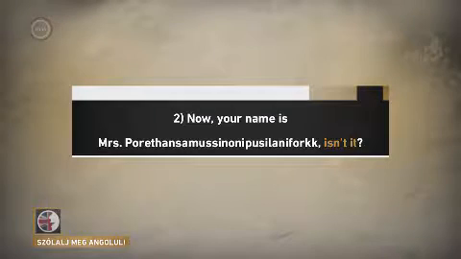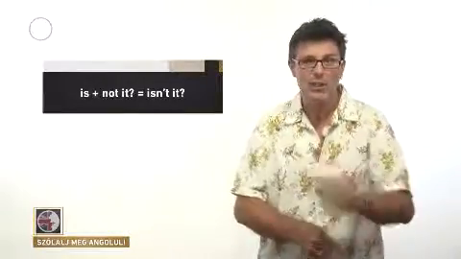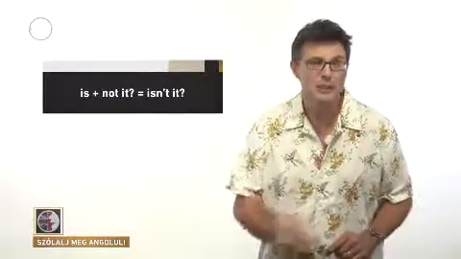Okay, let's check those and see how you got on. Number 1, we did it together. It's the example. So, number 2. Now, your name is Mrs. Pusilane Fork, isn't it? We're asking about a name, so we're talking about the third person singular. So, we need the correct form of the verb to be, is. That's how we make the question tag. And the sentence is positive, so we need to make the question tag negative. It is not. Change the order for a question, and we get is plus not it.